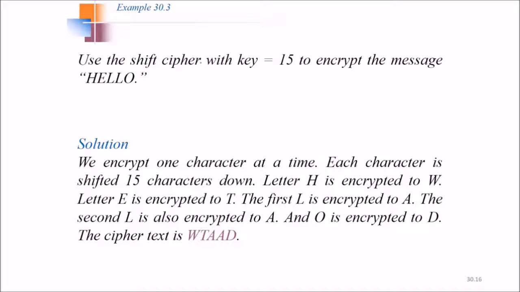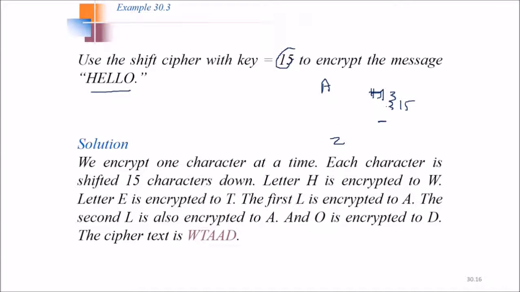Let us use the shift cipher with key 15 to encrypt the message hello. How are we going to do it? To encrypt each character at a time, each character is shifted 15 characters down from A to Z. You have to see where this H lies. Let us start with H. After 15 shifts, what character do we get?